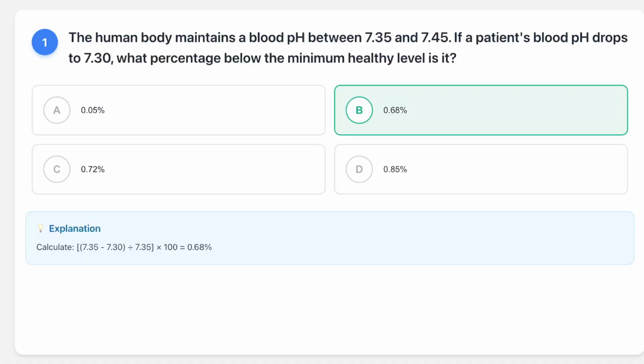Explanation. Calculate (7.35 - 7.30) / 7.35 x 100 equals 0.68%.